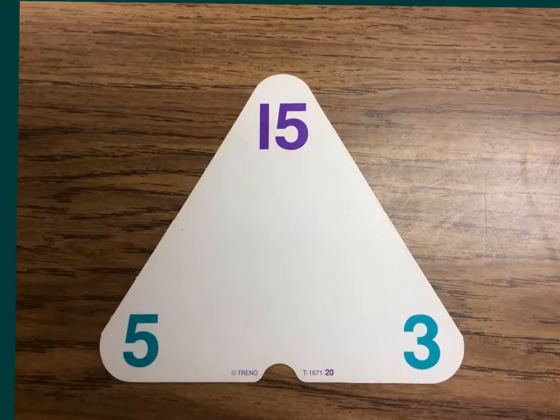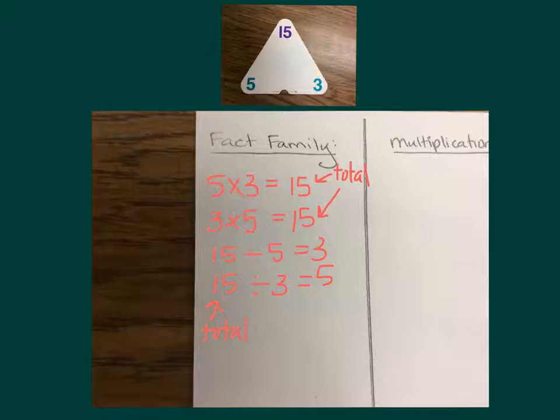Now I know that this is a multiplication and division fact family card, and that tells me that 5 times 3 is going to give me 15, and also that 3 times 5 will give me 15. In addition to that, I know that 15 divided by 5 will give me a quotient of 3, and 15 divided by 3 will give me a quotient of 5.